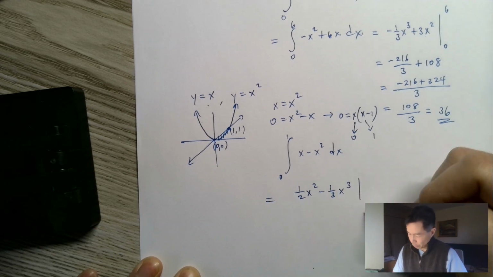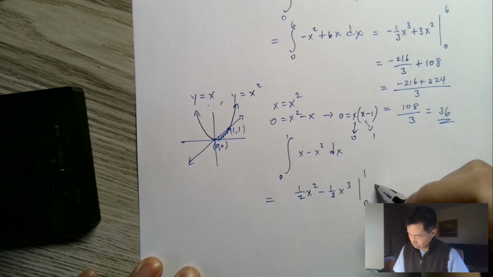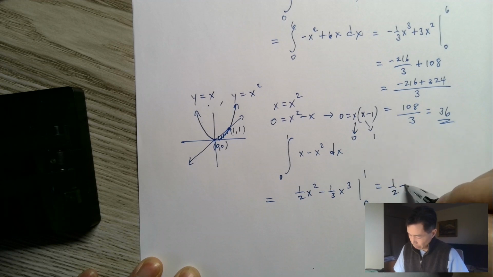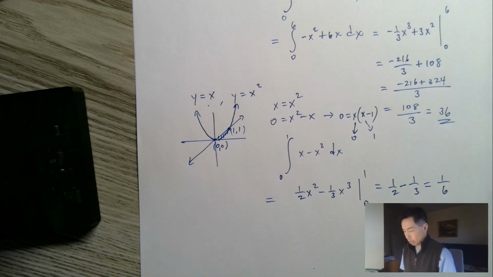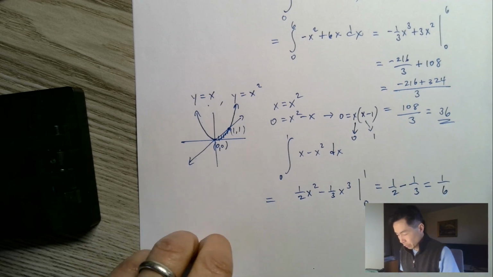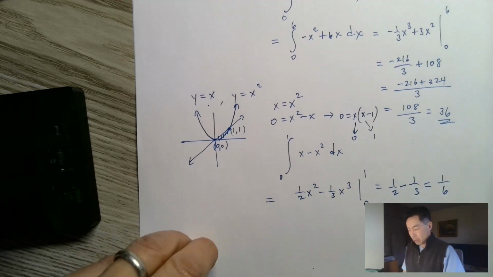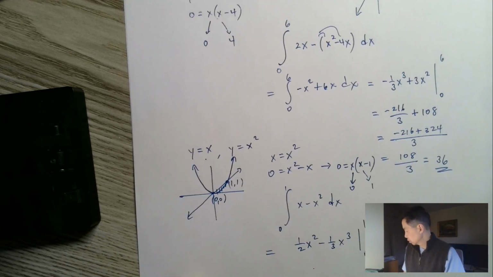And then evaluate from 0 to 1. That's 1/2 minus 1/3, and that I can do in my head: it's 1/6. So we got an area of 1/6, a tiny area. And I'm also going to throw in one that has some trig in it.